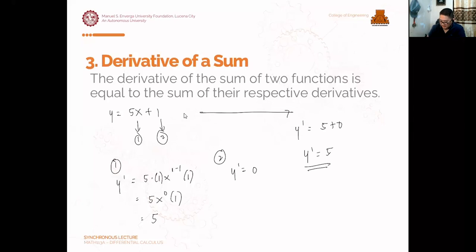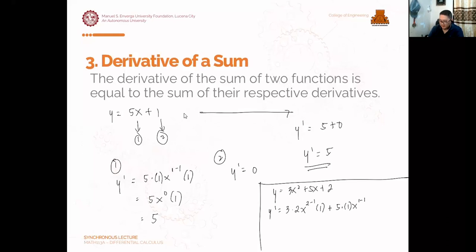Another one. So without changing or separating the terms. Halimbawa, 3x squared plus 5x plus 2. Okay? So gagawin natin, derivative natin will be equals to 3. Tapos yung 2 bababa mo, x 2 minus 1 times 1, yung derivative ng x, plus 5. Then binaba mo yung 1, yung x mo magiging 1 minus 1 times yung derivative ng x, plus yung derivative ng 2 is 0. Okay?